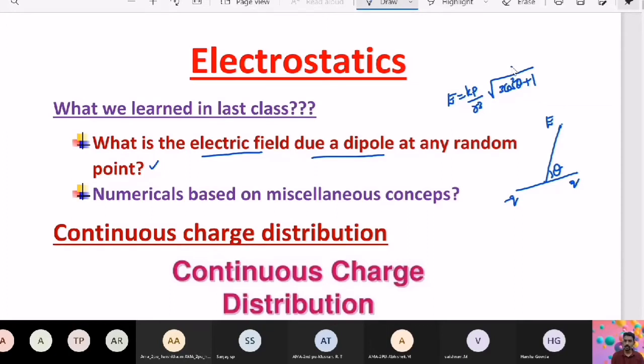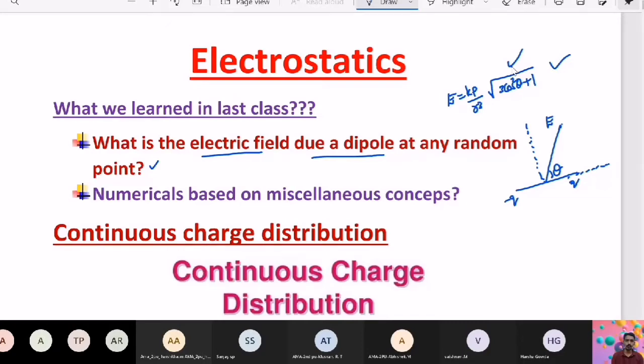In this case, if you consider theta 0, then you will get the axial point. If you take theta 90, then you will get the equatorial point. See this one, this is the equatorial line, meaning theta 90 in this equation. Theta 0 means this is the line, the axial line. So if you remember this one formula, you can get the electric field due to a dipole on the equatorial line as well as on the axial line.